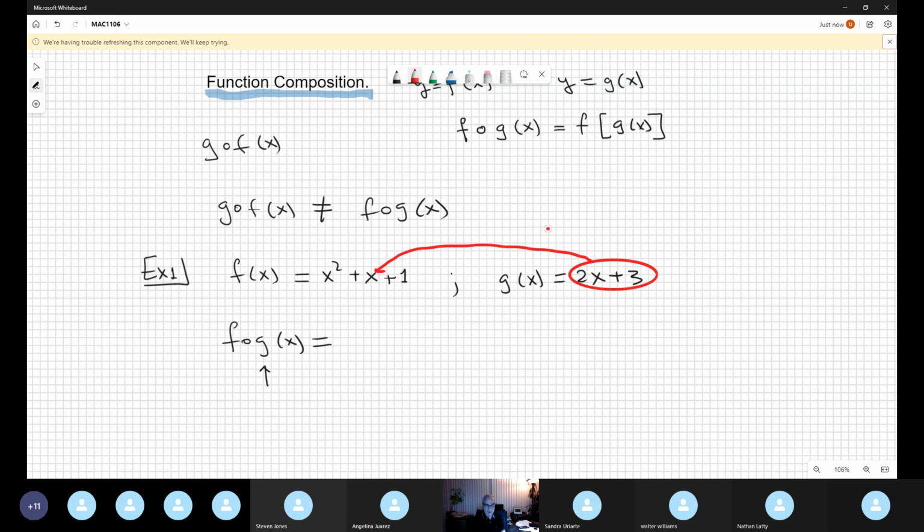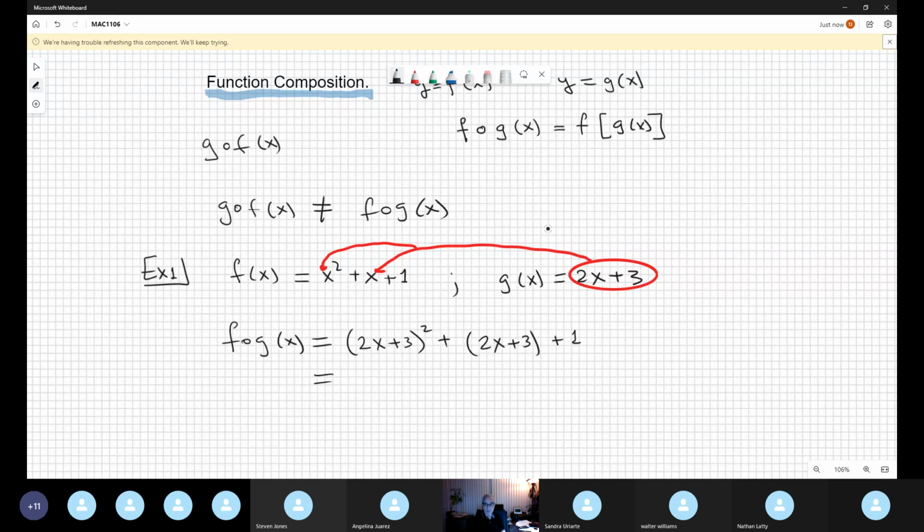So you replace x with g, which is 2x plus 3, and you have 2x plus 3 squared plus 2x plus 3 plus 1. Do you follow me? Do you understand the thing I'm doing or no? Yes, I got it. Okay, now the rest is just cosmetic.